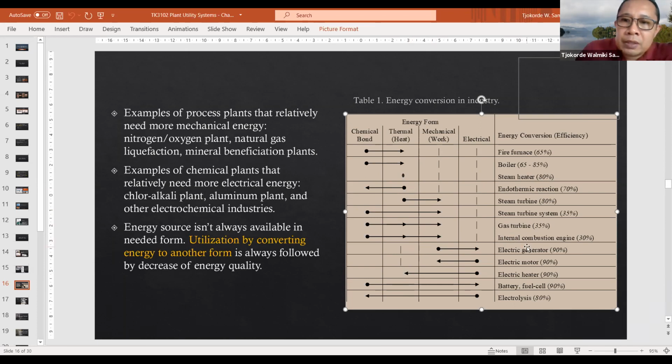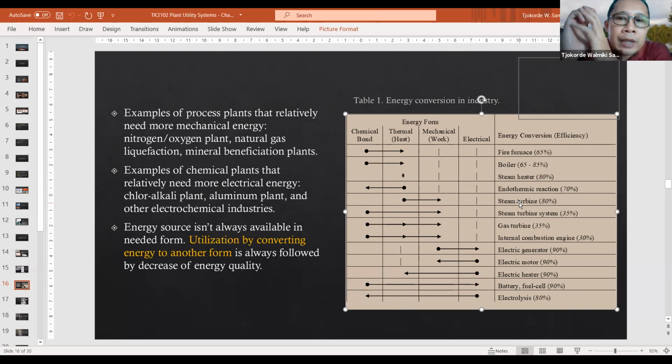And some other examples here, for example, steam turbine system. Notice the difference between steam turbine and steam turbine systems. In a steam turbine, your control volume is just the turbine itself. So the stream going in is steam, and the thermal energy of the steam is used to drive the turbine. So we have a conversion from thermal energy into mechanical energy, if we just look at the turbine itself, the steam turbine.